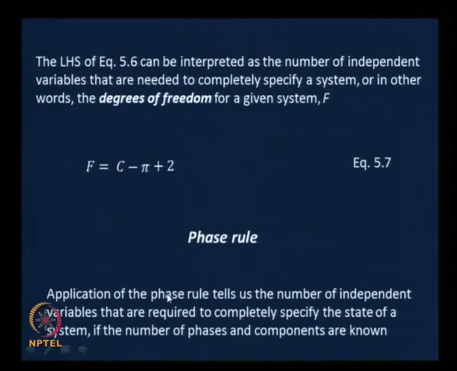Application of the phase rule tells us the number of independent variables that are required to completely specify the state of a system if the number of phases and components are known. And of course, we have assumed the equilibrium conditions. We have written the phase rule for pi phases in equilibrium with each other.